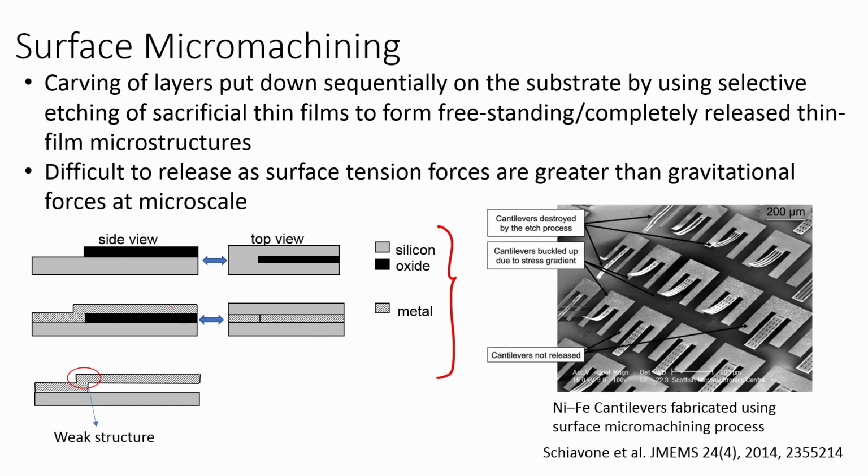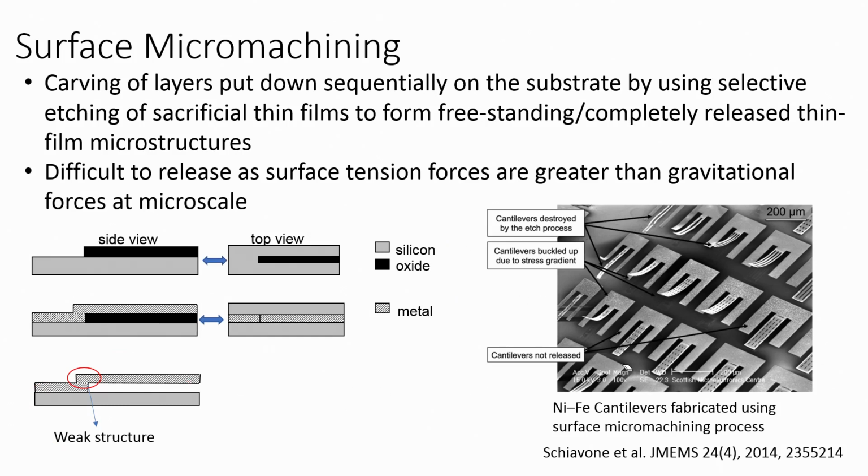Now, we are depositing a metal and then we are etching the oxide. What will happen? We will have a cantilever. We will have a cantilever of metal, right. So, this is how we can create a cantilever.